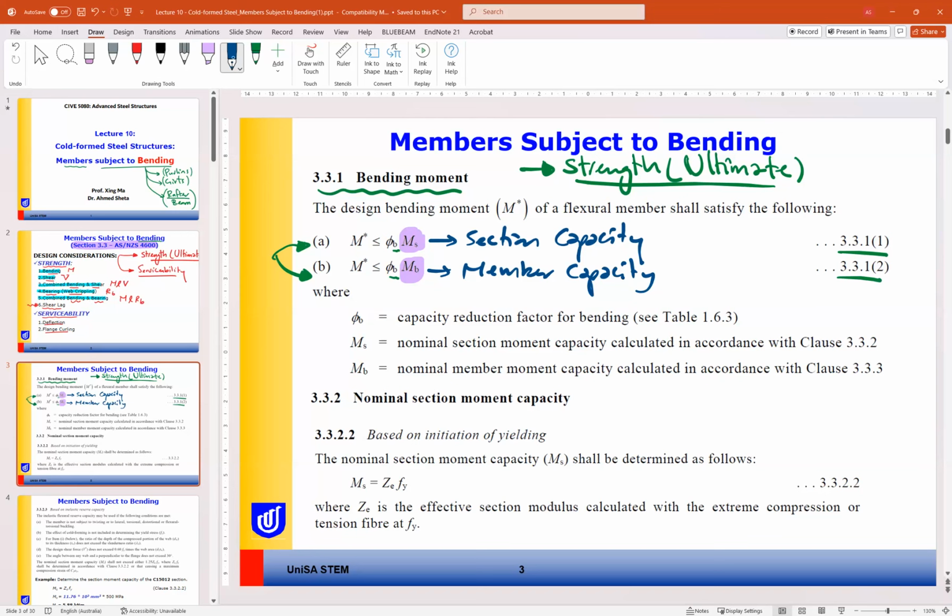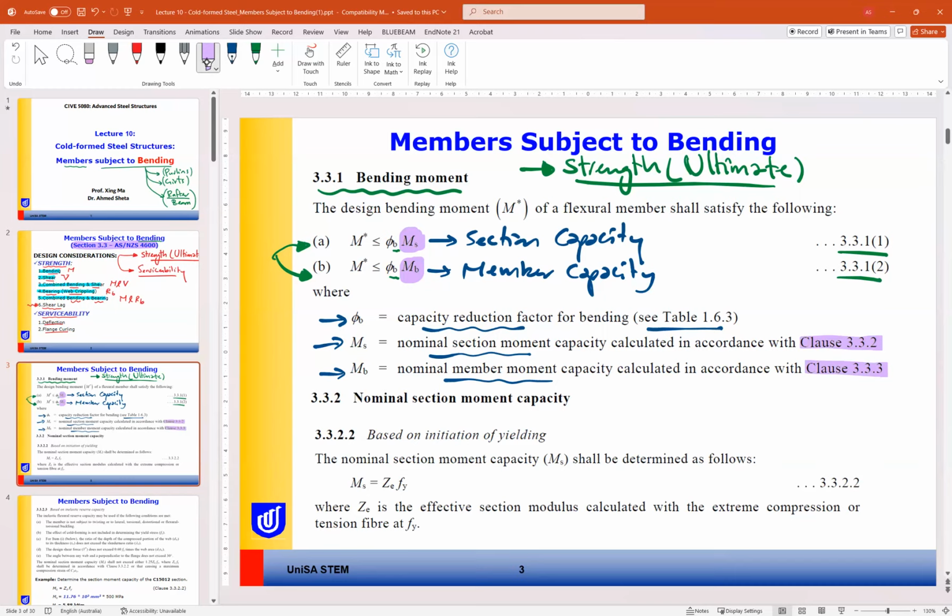It is not a new thing, so we need to link or memorize what we have done before in the hot rolled steel. So phi B is the capacity reduction factor from table 1.6.3. MS is the nominal section capacity according to clause 3.3.2, and we have MB member capacity according to clause 3.3.3.